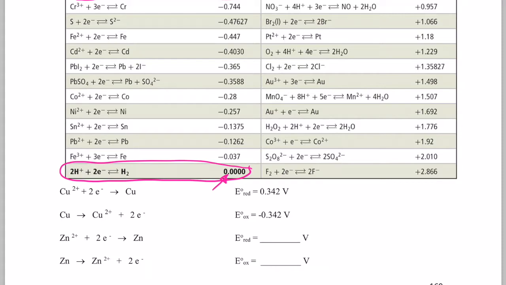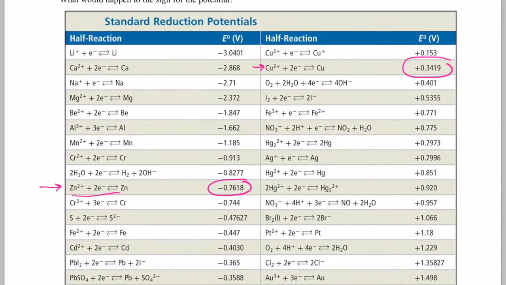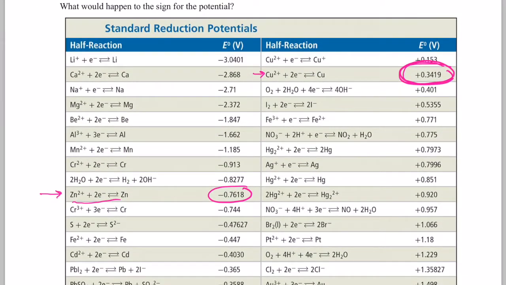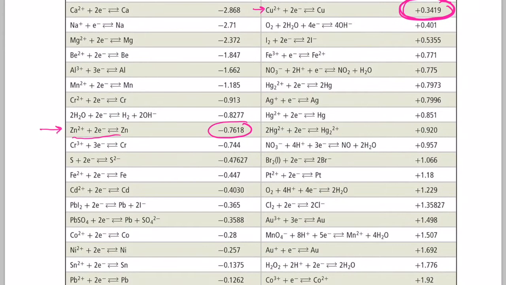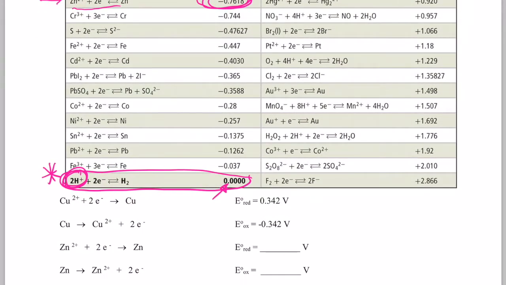If it's more easily reduced than hydrogen ions, it will have a positive reduction potential, as we see in my copper 2+. If it's not as easily reduced as my hydrogen ions, it has a negative reduction potential, as we see in the zinc 2+, gaining 2 electrons to become zinc. So we call this a relative scale. It's all comparative to this reaction right here, which we have decided to give a reduction potential of 0.0000.